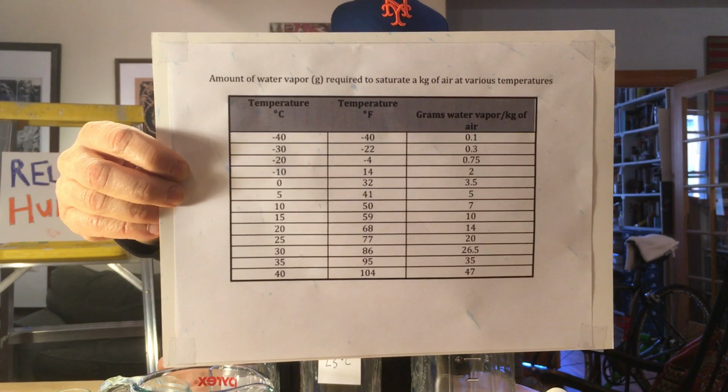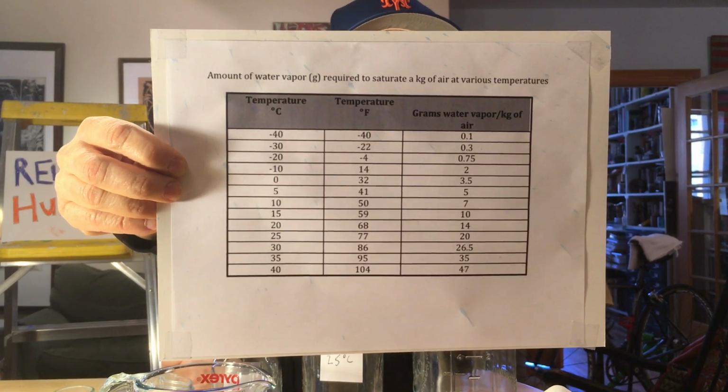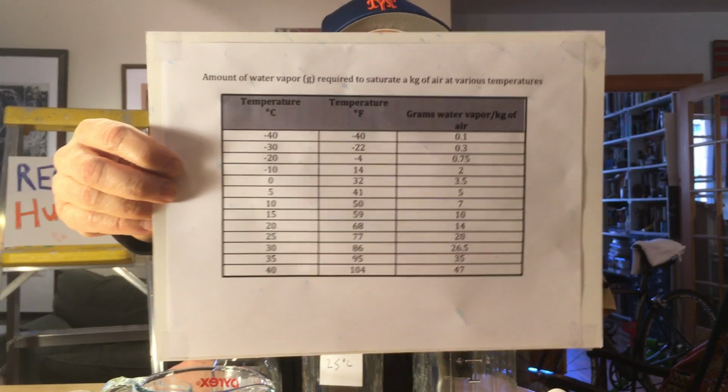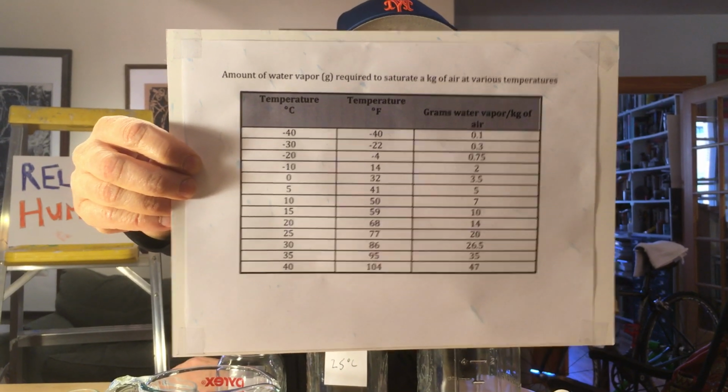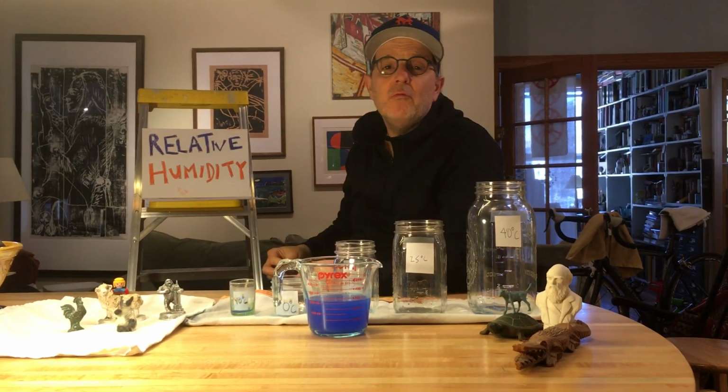47 grams. Huge amount of water vapor is in the air when it is warm before it reaches saturation. That's why summer days can often feel so humid. And that's why when it's raining or snowing in the winter, you don't really notice the humidity.